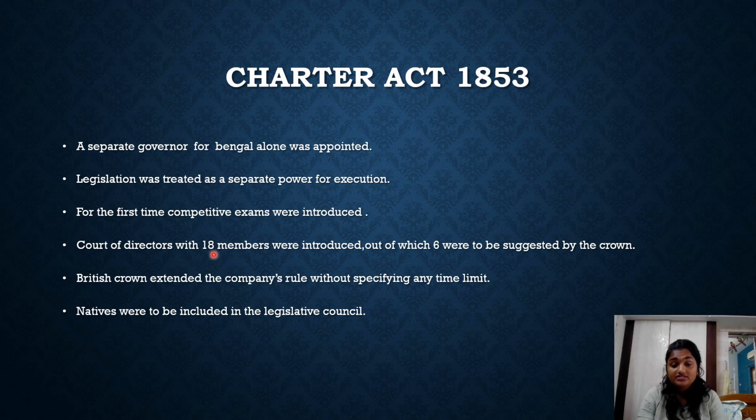And the Court of Directors was first introduced with 18 members, and from these 18 members, 6 were to be suggested by the Crown. So the British Crown itself suggested 6 members, and the British Crown extended the company's rule without stating any time limit. And the natives were to be included in the Legislative Council. So the Legislative Council of the country had members who were Indian people also, and the British Crown gave these important rules through this Charter Act of 1853.